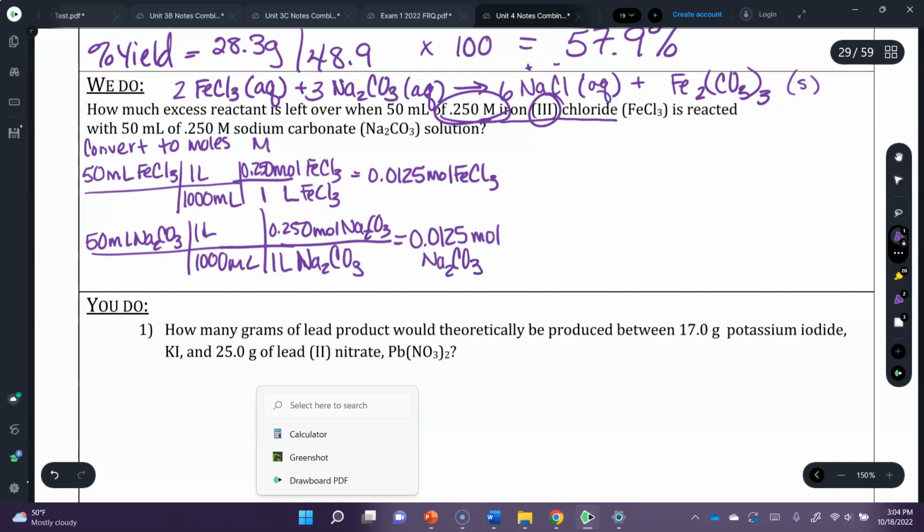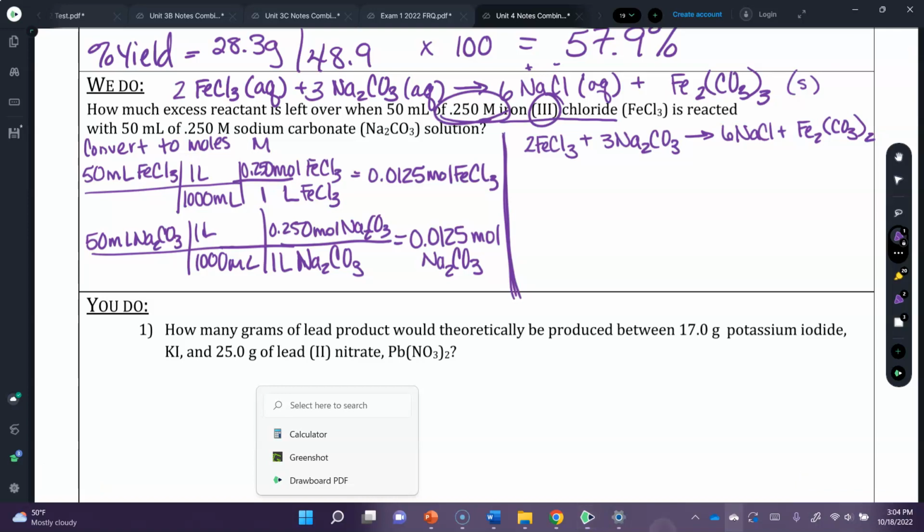Okay, now for the BCA table, we need our balanced reaction. So I'm going to rewrite it so I can easily use it. I'm going to write 2 iron chlorides. For this, I don't need the state of matter, so I'm going to omit it for the sake of simplicity. And I'm going to draw a big line so that I can show how I'm separating these. Plus 3 sodium carbonates yields 6 sodium chloride plus iron carbonate. Okay.